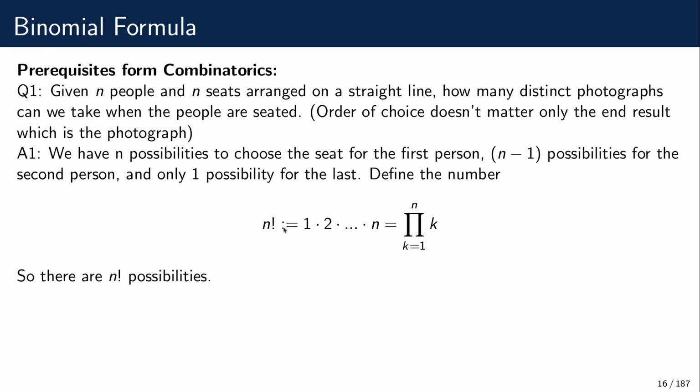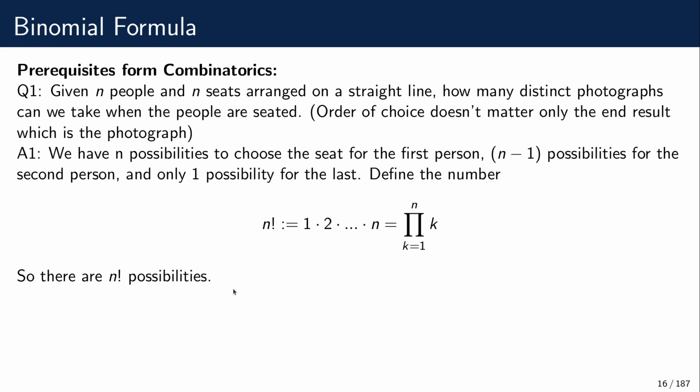It's called n factorial. It's a definition that we make, which is convenient for this case. Basically, this is the product of all the numbers from 1 up to n. This is another way to denote this product, and this is the number of possibilities.